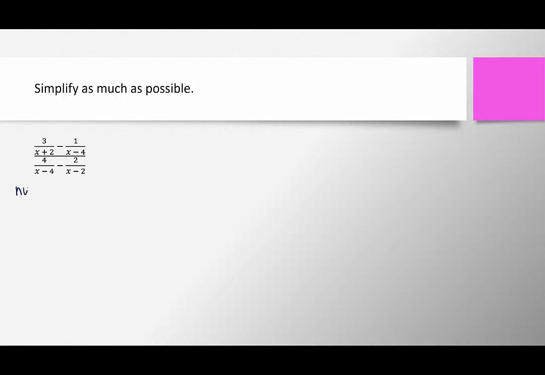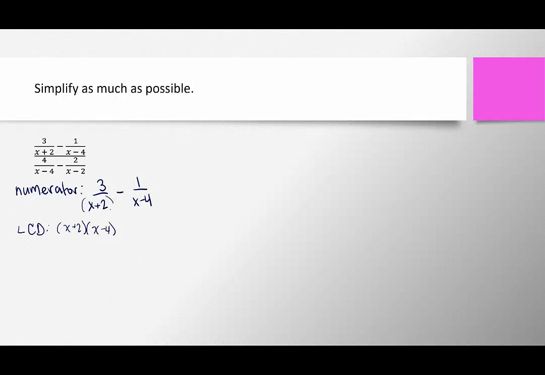So the numerator, we have 3 over x plus 2 minus 1 over x minus 4. What's our least common denominator here? The least common denominator would just be the product of the two factors because we don't know if they have anything in common, so that's the best that we can do. So I want both denominators to have those two factors, x plus 2 and x minus 4, in them.